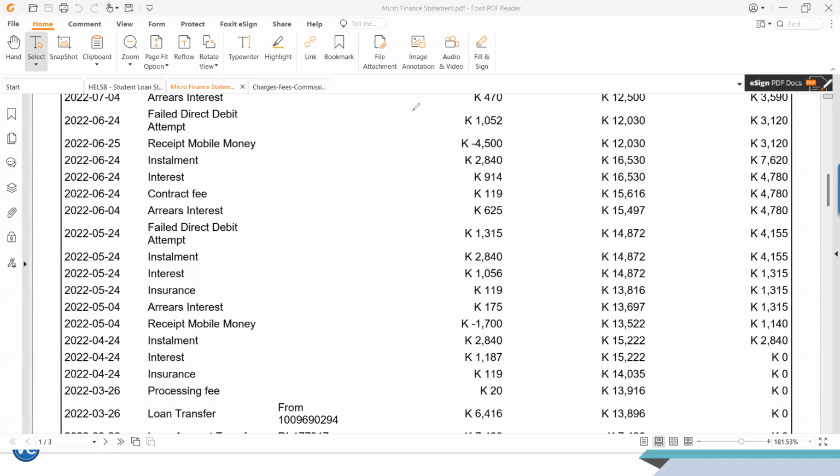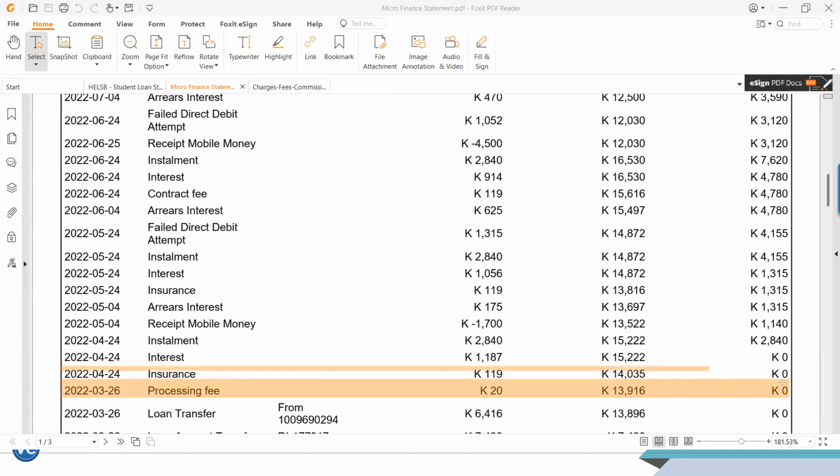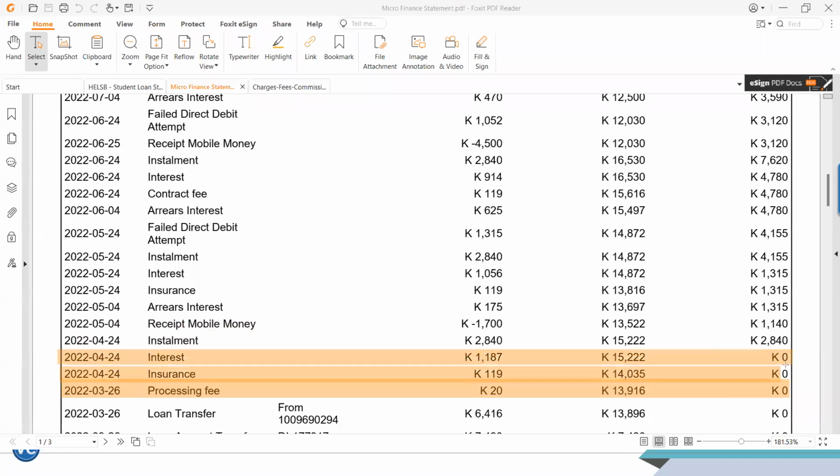So we are in September. The usual, and I'm sure this is another loan of 13,900. So the typical payments, again, we have the processing fee coming in at 20 kwacha, we are starting at 0. Then we have the insurance again. Then we have the interest coming in. And then we have your installment. And then a missed payment again.